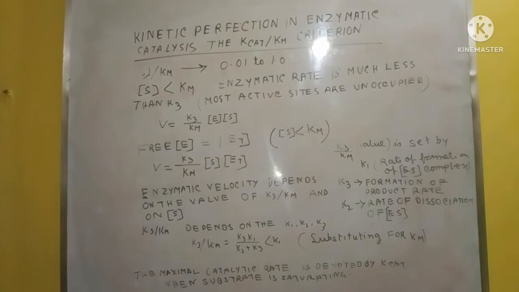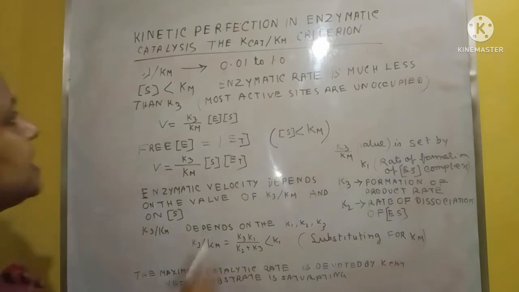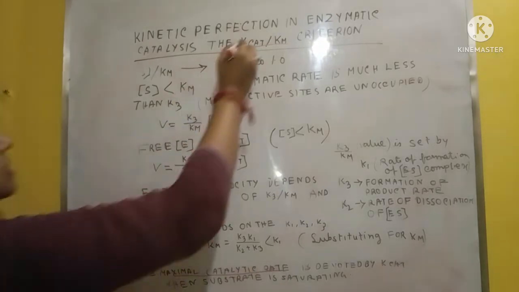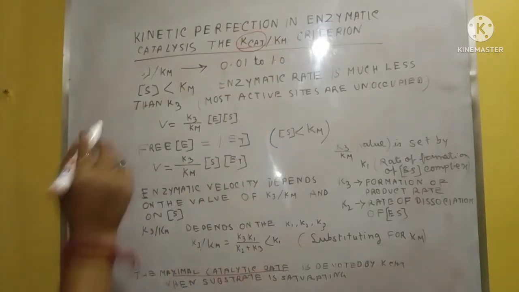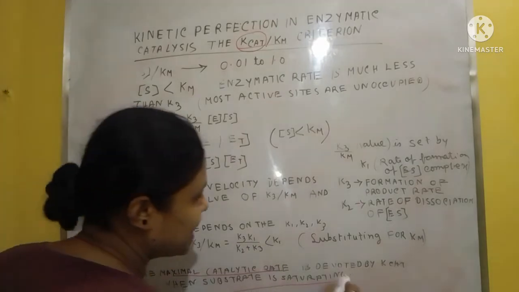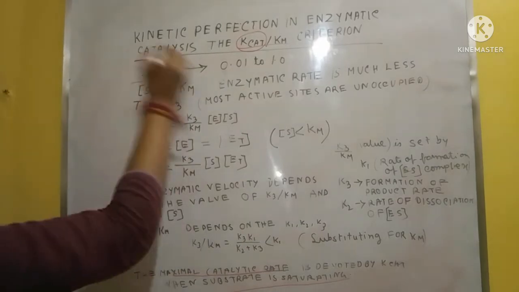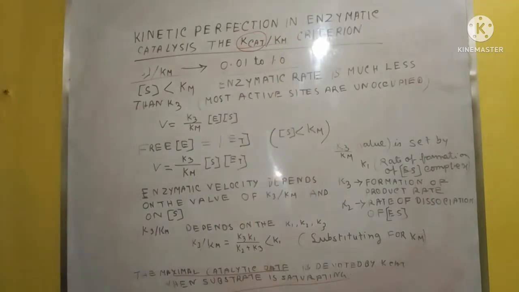Before discussing the factors of enzyme and substrate reactions, first we discuss the Kcat, Km criterion. Kcat means the maximal catalytic rate. It is denoted by Kcat, and this is possible when the substrate is totally saturated. S by Km, substrate concentration by Km, always remains 0.01 to 1.0.